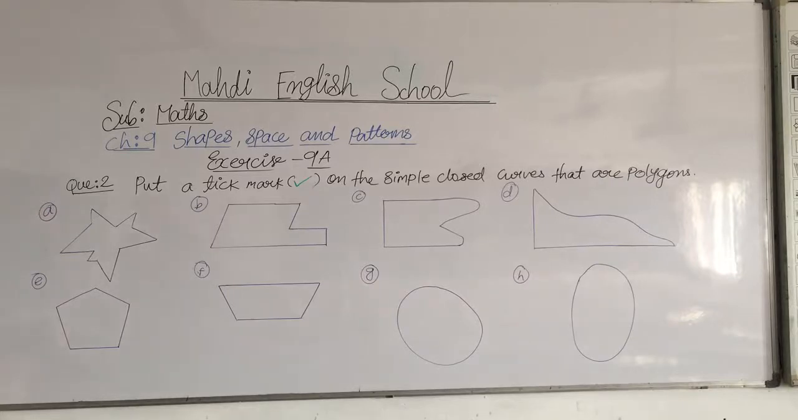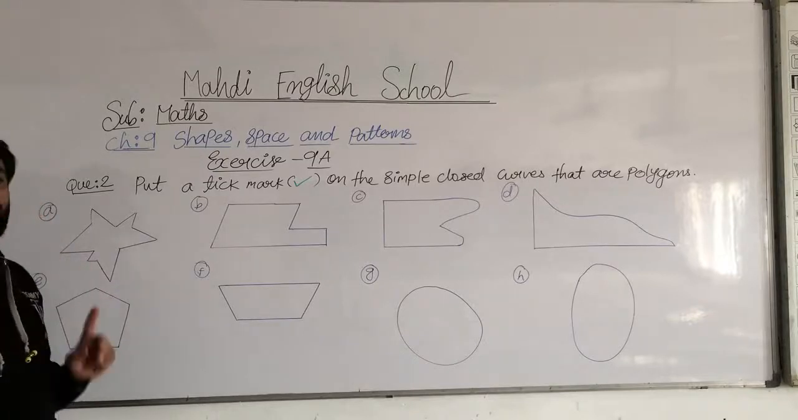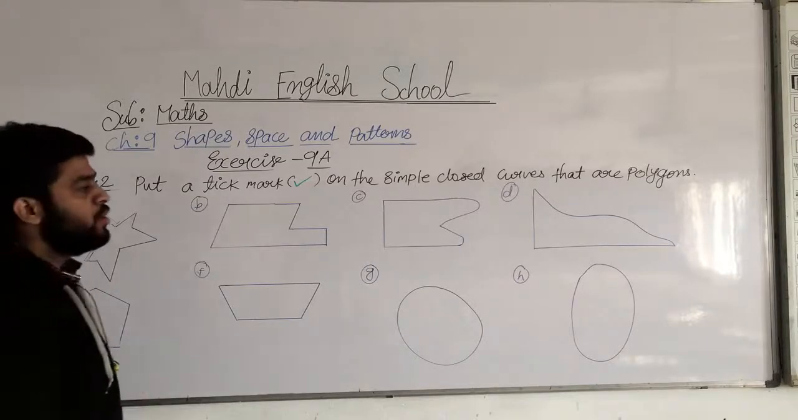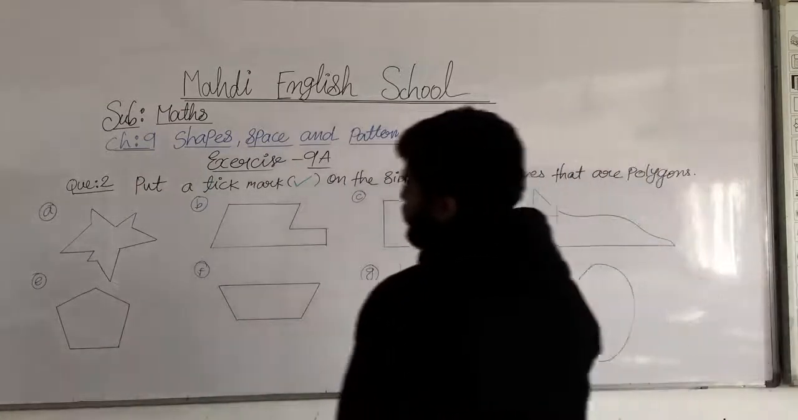So now let's check here the oval shape, my dear students. Is it a polygon or not? See, my dear students, it's a closed shape. We first have to check whether it is a closed or open shape, and then after that we will check whether it is a polygon or not.